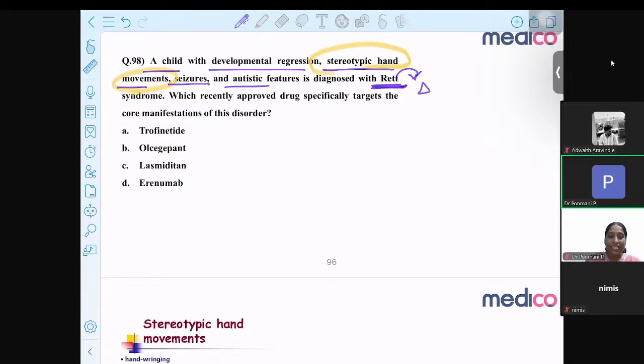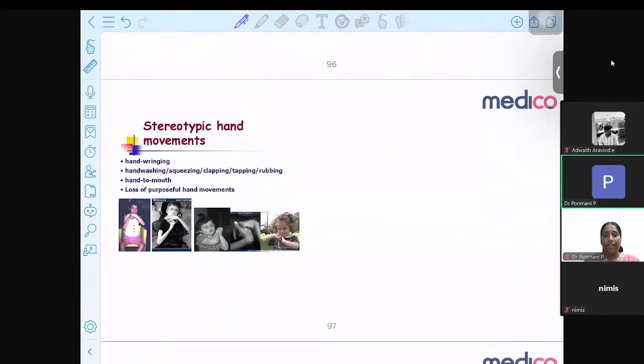This is the major pathognomonic sign of Rett syndrome. What is the recently approved drug? The recently approved drug, which is given for Rett syndrome, is trofinetide. You can also do it by exclusion, because all these other drugs are given for migraine, the gepants and the ditans. Okay, so the answer is trofinetide.